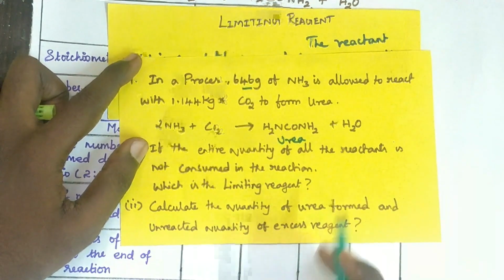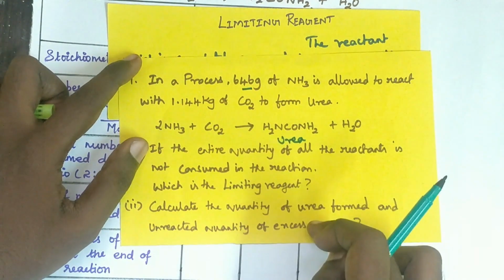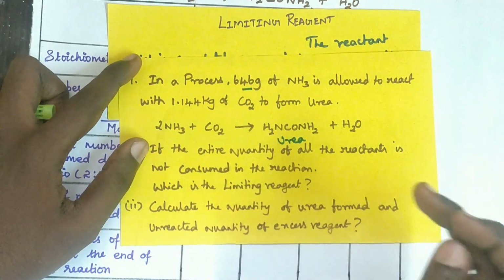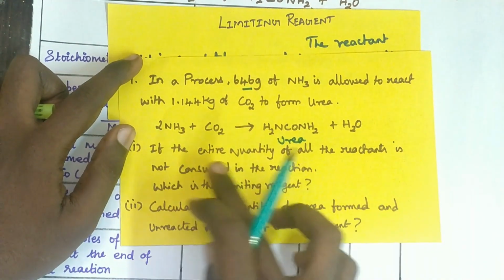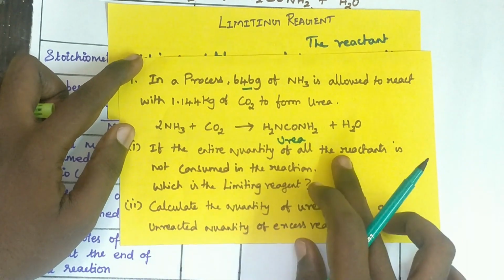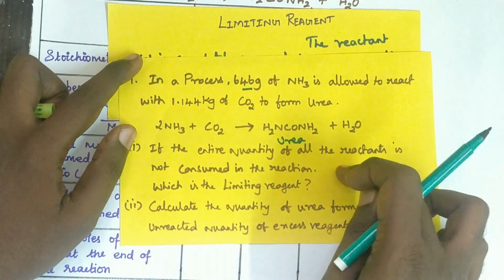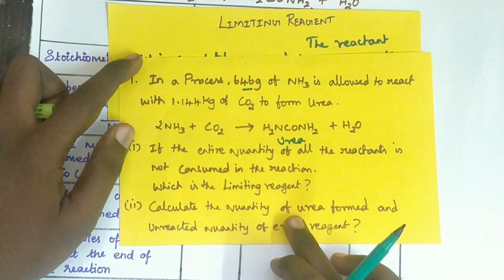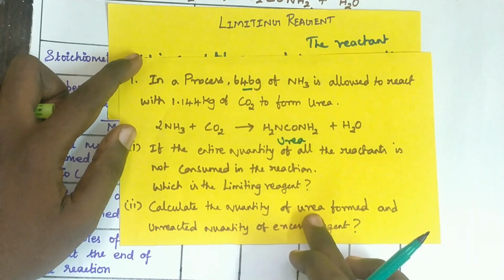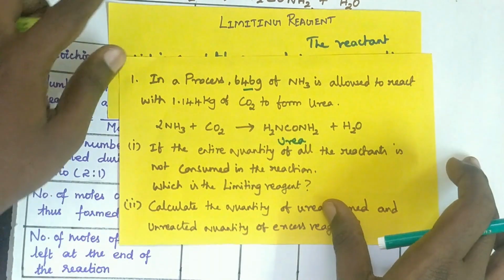So you have to find out the excess reagent and the limiting reagent, and the quantity of excess reagent. First we find out whether the entire quantity of all the reactants is consumed in the reaction or not. Then we find out the limiting reagent, then how much product is formed, and fourth, the excess reagent.